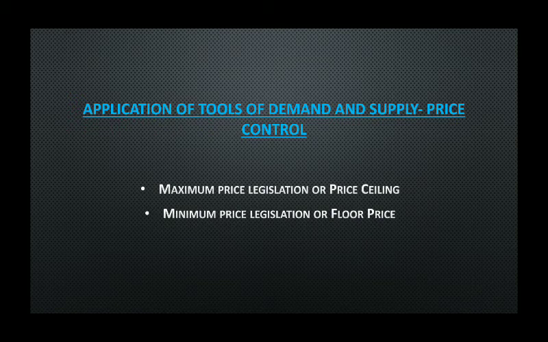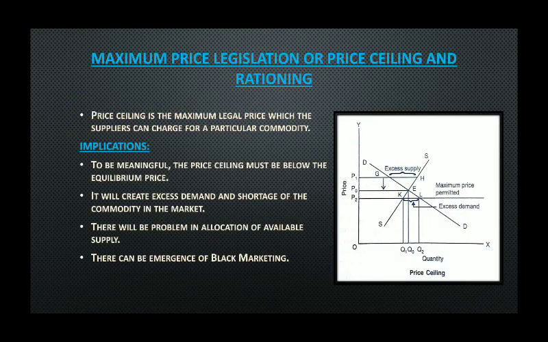Now we can here explain two cases of price fixation by the government and use the tools of demand and supply to discuss the implication of such fixation policies. The two cases which we are going to discuss are, number one, maximum price legislation or price ceiling, and minimum price legislation or price flooring, that is floor price, which is also known as rationing. So let's start the discussion of each one of them separately. The first one, maximum price legislation or price ceiling.